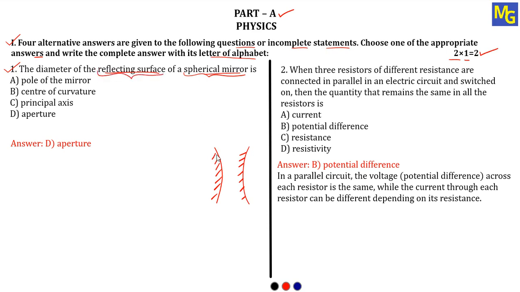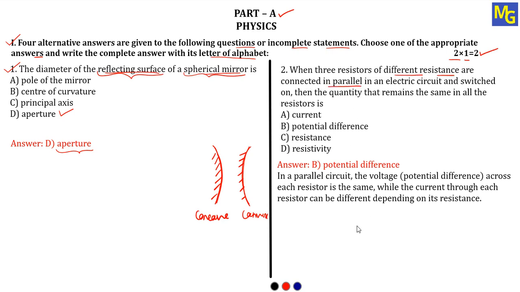If I consider this concave mirror, which is the reflecting surface? This is the reflecting surface. Then this reflecting surface is nothing but the aperture. For the convex mirror, this is the diameter of the reflecting surface, and this is also called the aperture. Therefore the correct option is option D, that is aperture. Write down the answer.